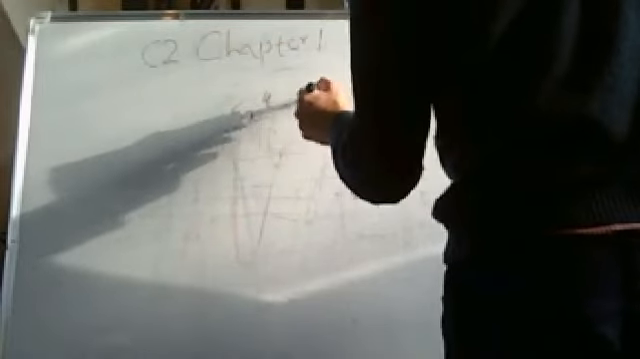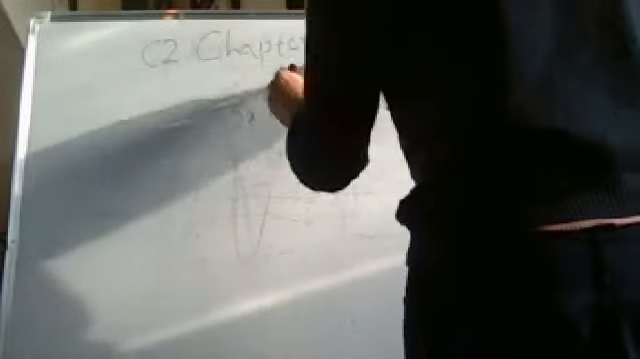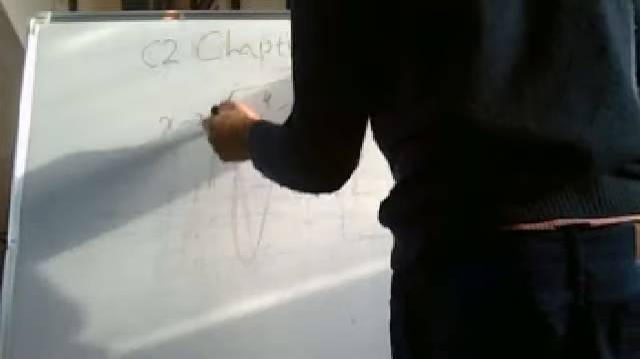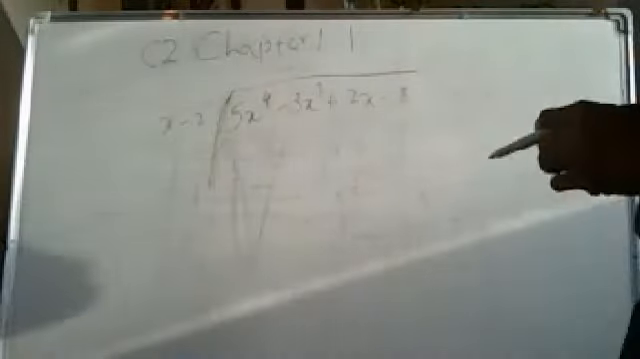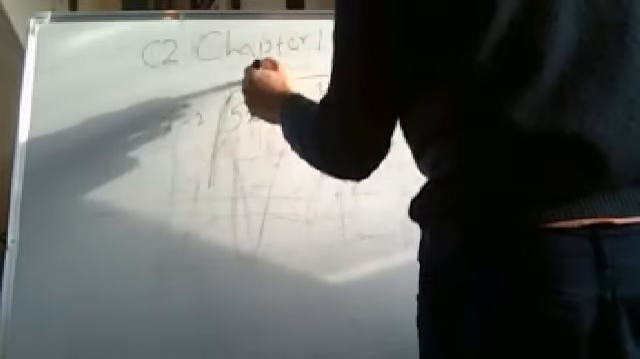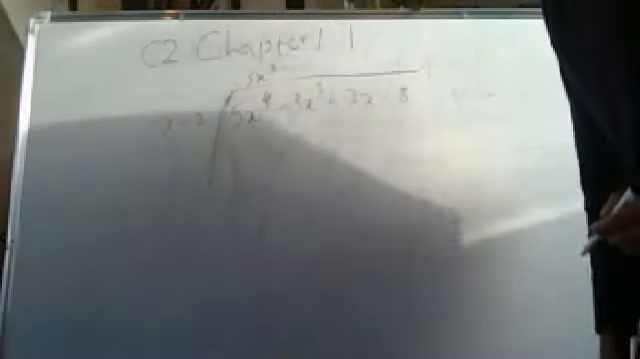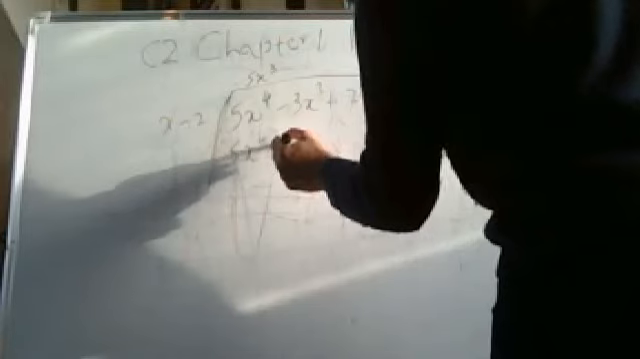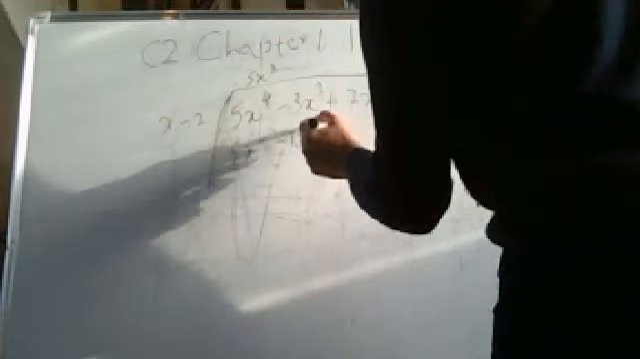So here, let's say we've got 5x to the 4 minus 3x cubed plus 7x minus 8, all divided by, let's say, x minus 2. Okay? So we have 5x to the 4 divided by x, that makes it 5x cubed. So 5x cubed times x is 5x to the 4. 5x cubed times minus 2 will be minus 10x cubed.